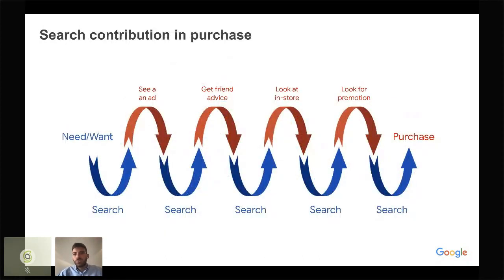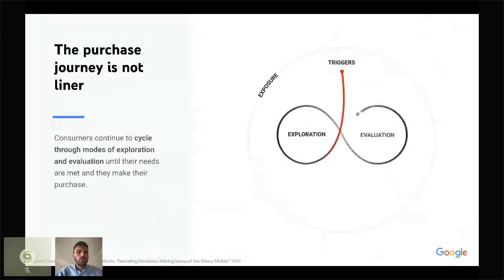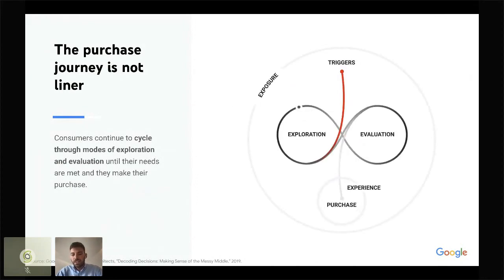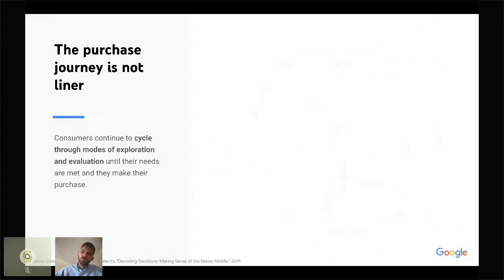How does search contribute to this purchase? So let's say I have a need, I want something. I search for that. I might see an ad. This ad might motivate me to go search again. I ask a friend of mine for his or her advice. I search again, I go in store and look into the different options that I have for the bikes. Then I look for a promotion. Then I end up buying the actual product. As you have seen, this is an ongoing process. And for sure, it's not a process that follows a particular path that you could say each purchase follows in order to conclude the purchase.